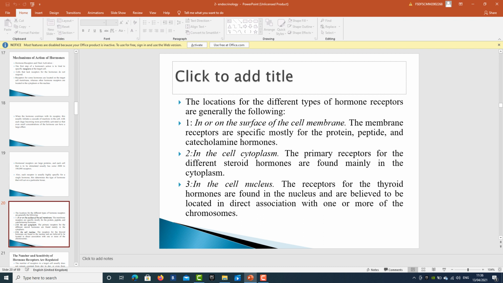So always keep this in mind that the receptors for the protein, peptide, and catecholamine hormones are on the surface of the cell membrane. The receptors for the steroid hormones are in the cytoplasm, and the receptors for the thyroid hormones are in the nucleus, in close association with one or more of the chromosomes.